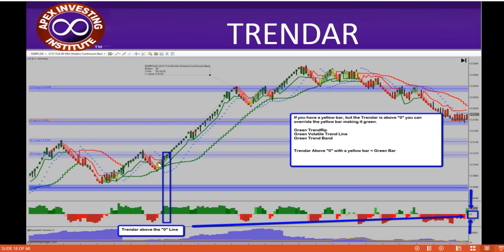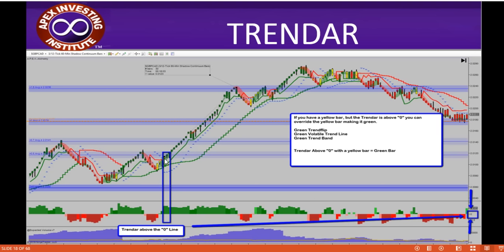So what if we have a valid setup to go long, for example, and we've got a valid X crossover, we have a green volatile trend line, we have a green trend flip, we have green trend bands, but we have a yellow bar. What does a yellow bar mean in the bar trend chop filter? It means we're not out of chop. So technically, we wouldn't be taking that trade, right? Because we need 4 indicators to line up.